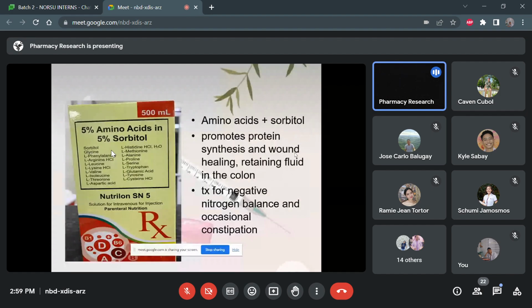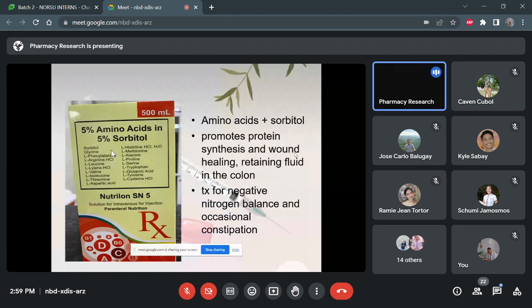This promotes protein synthesis and wound healing, retaining fluid in the colon, and it is a treatment for negative nitrogen balance and occasional constipation. Most common use in the hospital is Notrilon. Next is Nutrimine. These are the amino acids that contain sorbitol: Astimine, Notrilon, Nutrimine. Nutrimine contains essential and non-essential amino acids plus sorbitol.